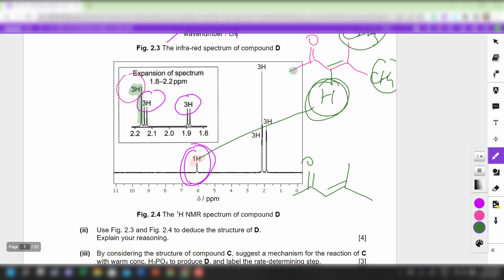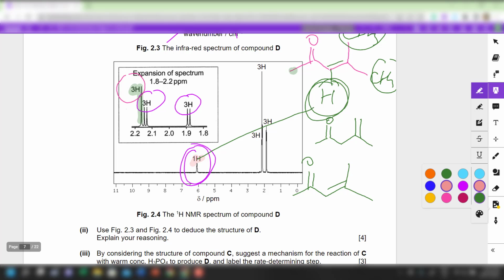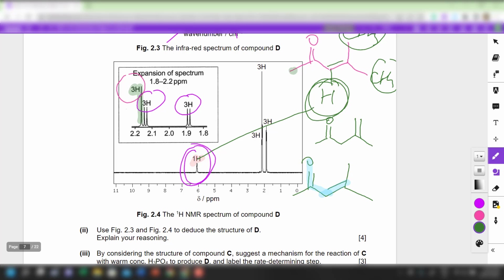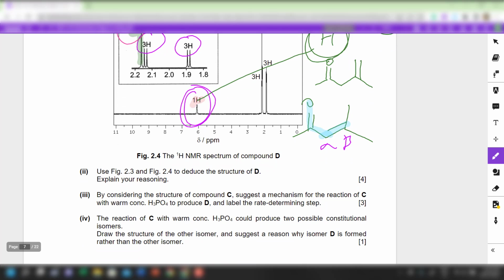And this is what we call an alpha beta unsaturated carbonyl. You might be wondering why this is produced instead of, say, something like this. The reason is because the double bond that is formed is conjugated with the C=O. Because of that, this alpha beta unsaturated carbonyl is preferred over the beta gamma unsaturated carbonyls. So with that, for part 2, we have successfully explained how we deduce the structure of D.